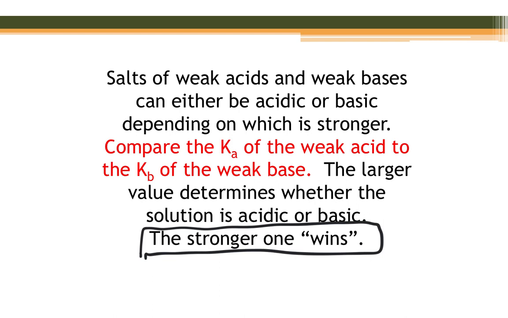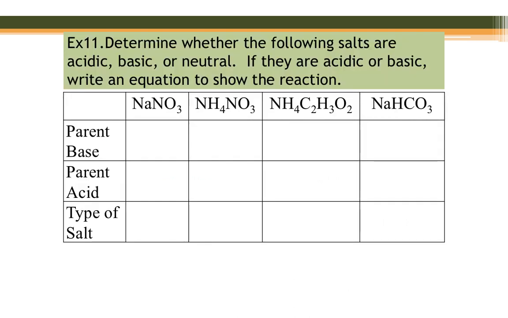But if you just have to identify it quickly, which is most of what you'll do, the stronger one always wins. So if the Ka value was higher, it would be an acidic salt. If the Kb were higher, it would be a basic salt. So let's go through and do this. I'll do maybe the first one with you, but I want you guys to try to do this on your own. So here's a series of salts, and you need to figure out what the parent acid and the parent base are, and then figure out what type of salt it is.